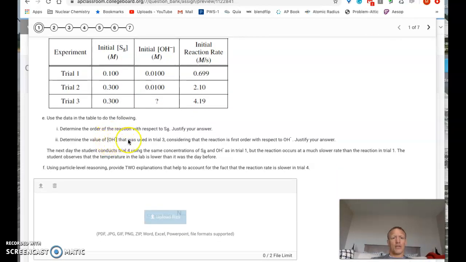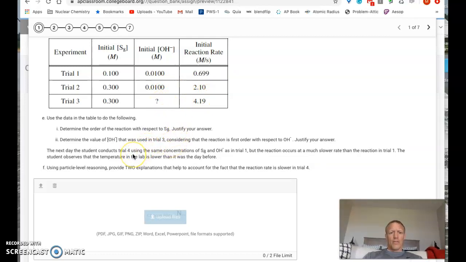Determine the value of concentration OH negative that was used in trial 3, considering that the reaction is first order with respect to OH negative. Well, this is not changing here, so it looks like our rate is doubling. So this would also have had to double if it was a first order reaction for that to happen. Again, had this not changed, then it would be 0 order. Okay, but it's saying that's first order, so this doubling, this had to double.